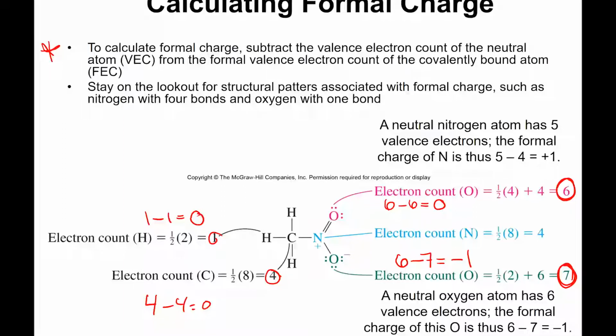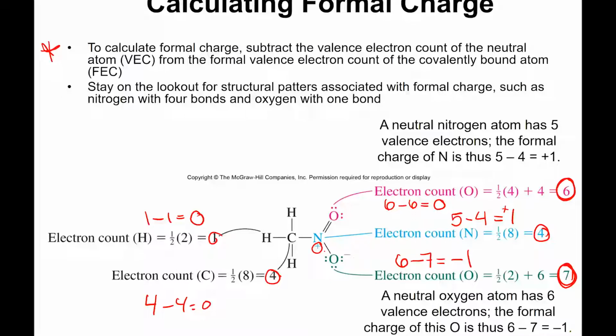Nitrogen, its normal number of valence electrons is, in this case, 5. And the number we got for it was 4. So this equals 1. So its formal charge is a +1. And that's where it gets its plus symbol from. So this is just a way to calculate if your compound should have a plus or minus on it.